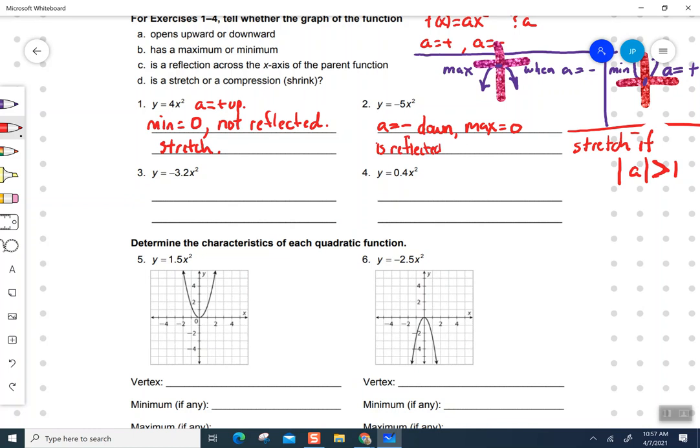So compared to the parent graph, this is reflected across the x-axis. Okay, last question. Is it a compression or a stretch? Now for this one, remember, we don't want -5. We want the absolute value of -5. So if I do absolute value of -5, then I have 5 is bigger than 1, which is a true statement. So this one is being stretched.